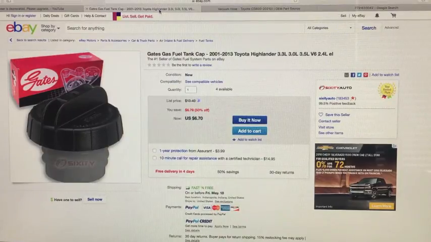That's the most likely place you may have a problem. It might be as simple as the gas cap is not screwed on tightly enough.